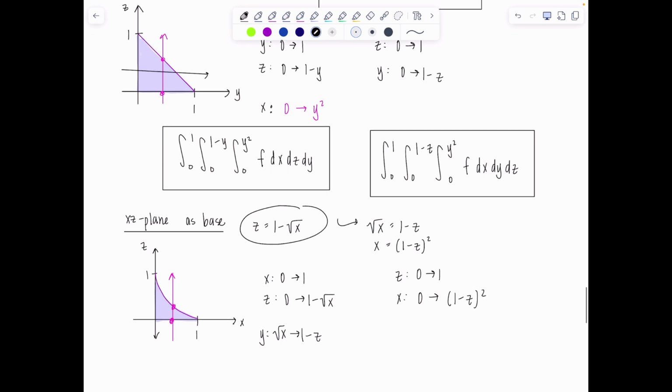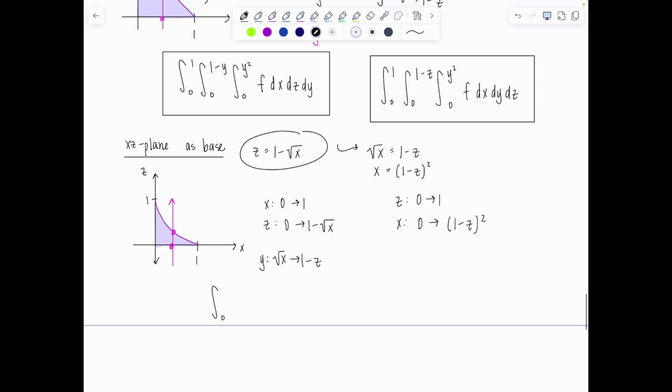Same limits for y. So then you would have integral 0 to 1, 0 to 1 minus rad x, to 1 minus z, f. What's the ordering for the differentials here? dy dz dx, good. And then the other one, 0 to 1, 0 to 1 minus z squared, rad x to 1 minus z, f dy dx. Good, you guys got it.